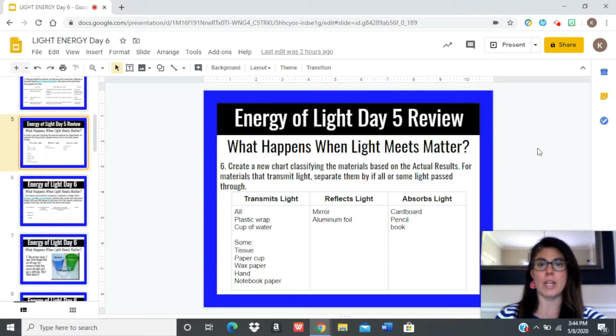The next step in the experiment was to create a new chart classifying the materials based on the results. You had to sort the materials based on if they transmitted light, reflected light, or absorbed the light. And for the items that transmitted the light, did they transmit all of the light or only some of the light? Here are how I classified the materials we tested.